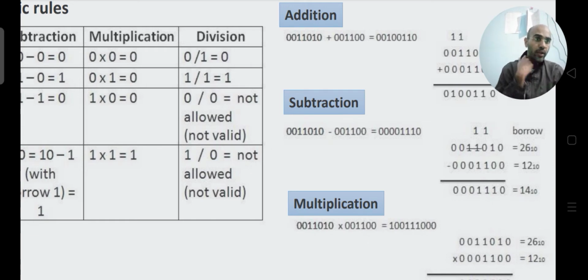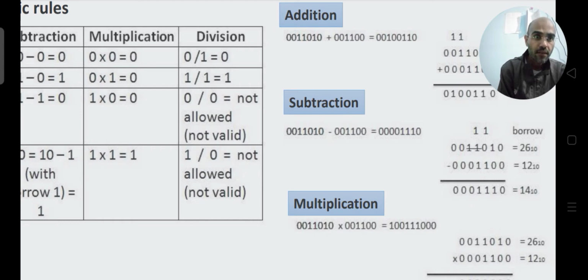Borrowing 1 from the next bit, it becomes 10. So 10 minus 1 is 1. Now from where we have borrowed, it becomes 0. So again we will borrow from the next step.